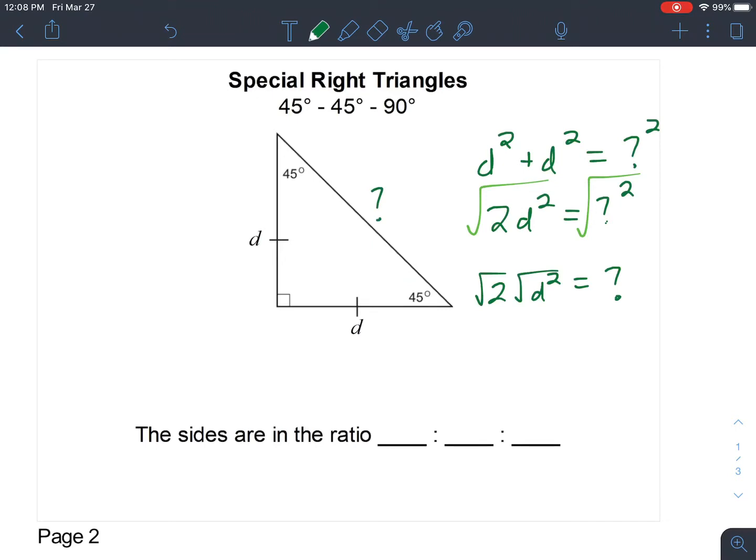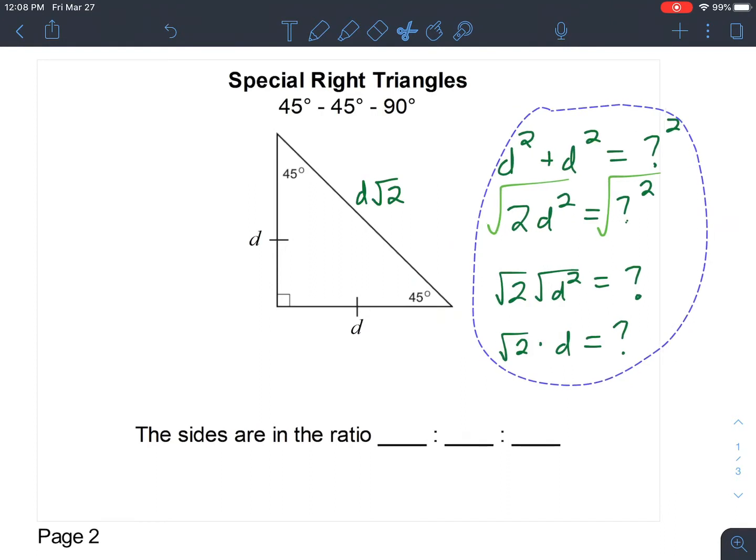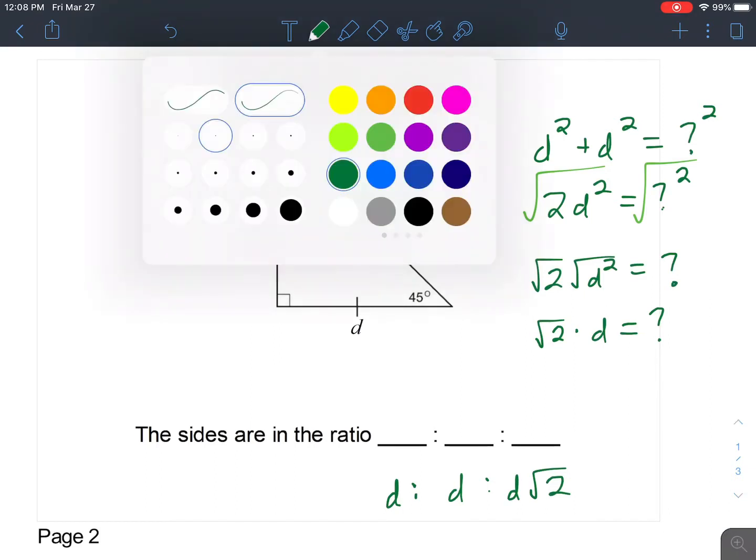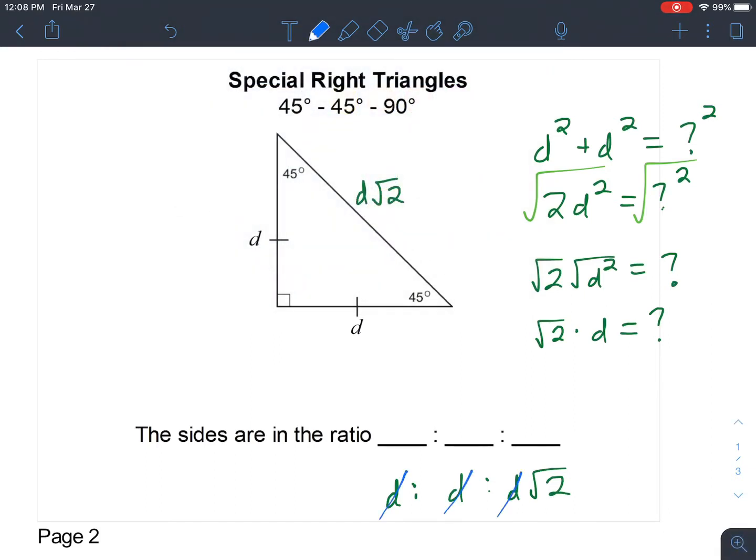And then finally, when we simplify, we are going to get square root of 2 times d. So that means that our hypotenuse, I'm going to rewrite it just slightly, ends up being d square root of 2. So that means for our sides, the ratio they are in, down below I'm going to put d, d, and d root 2. But notice that if we divide all of the d's out, that leaves us with this ratio: 1, 1, square root of 2.